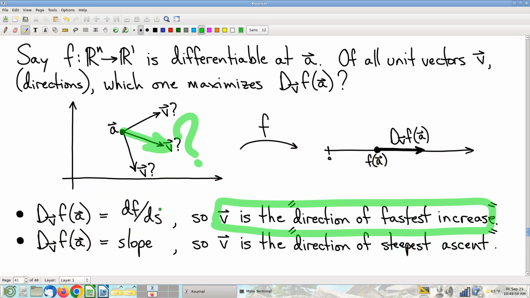Now, here's another way to interpret it, and this one I'll remind you is narrow.